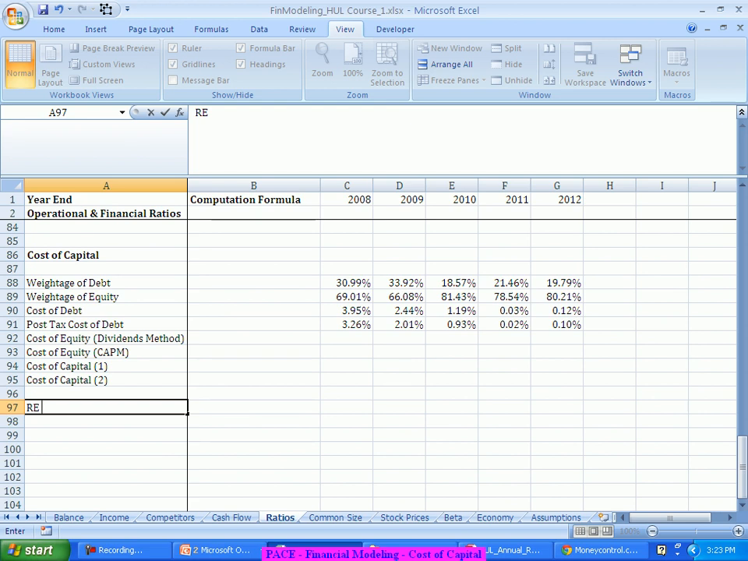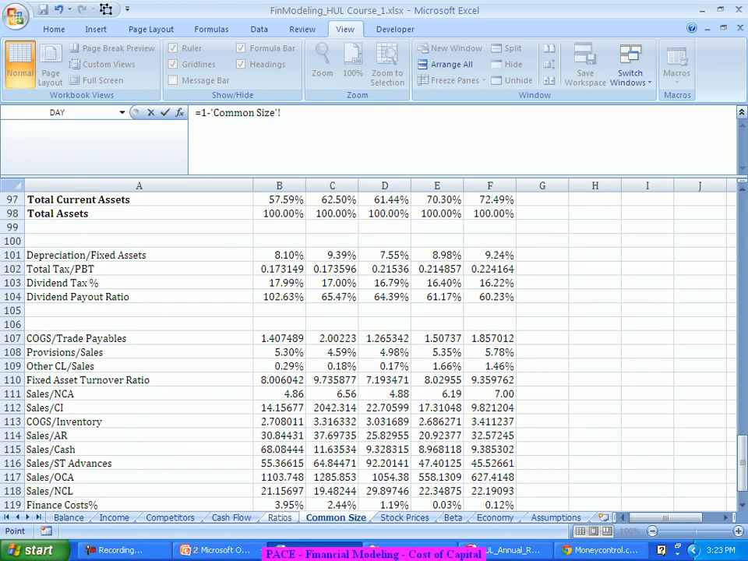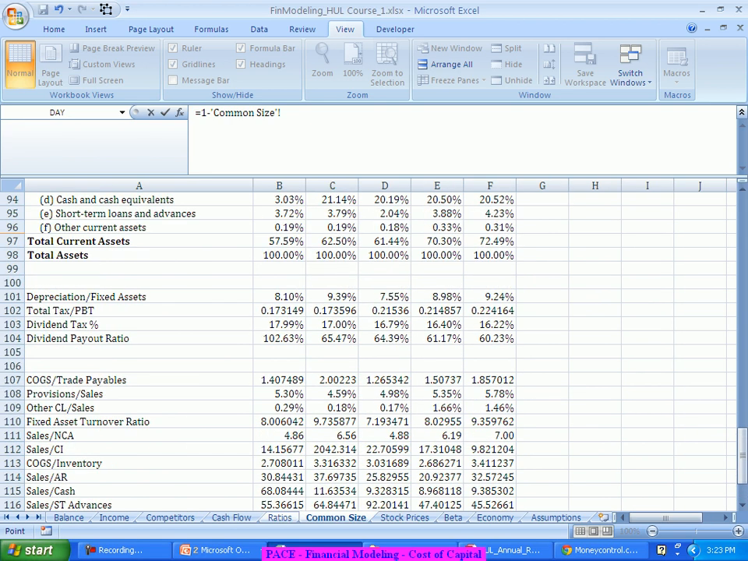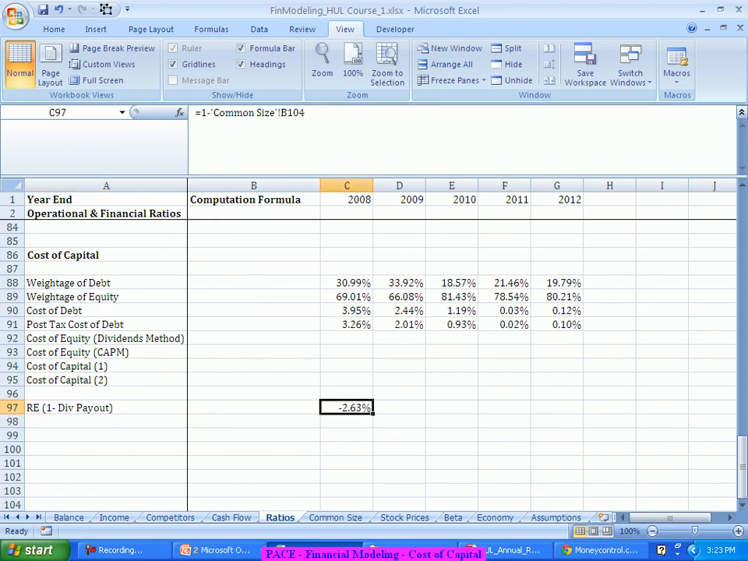Retained earning percentage is 1 minus dividend payout. Dividend payout we have already got. 1 minus, in your common size, you have actually found out the dividend payout ratio. So first year there is something negative, but in all the other years, this is the dividend payout retained earning. 34% retained, 35% retained, that is your retained earning.